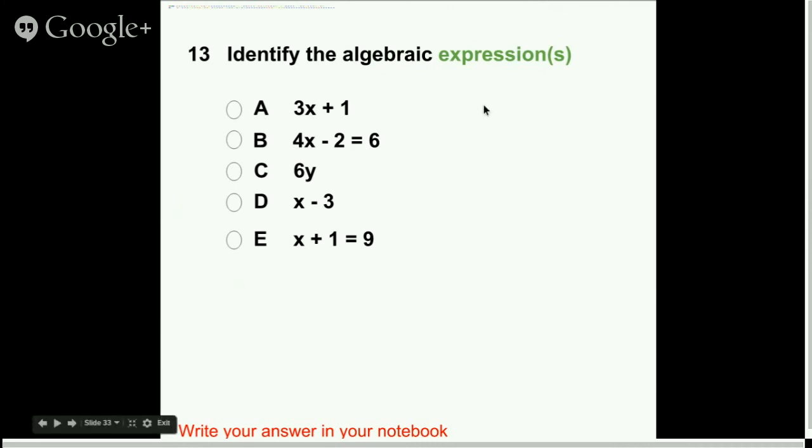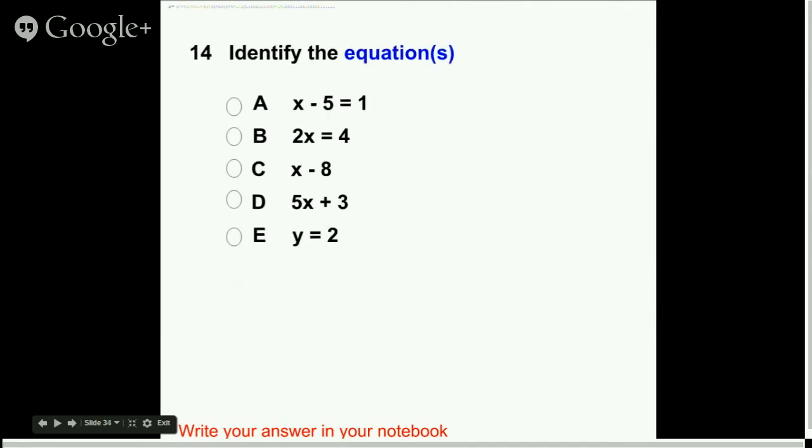All right, try to identify the expressions again. Go ahead and pause it. Okay, correct answers are A, C, and D. B and E are equations, not expressions. All right, now find the equations. Go ahead and pause it. Correct answers are A, B, and E. D and C are expressions, not equations.